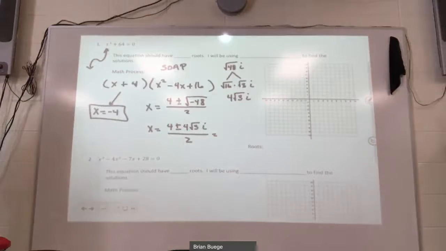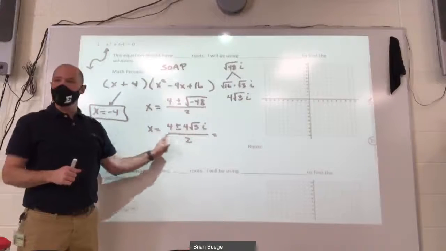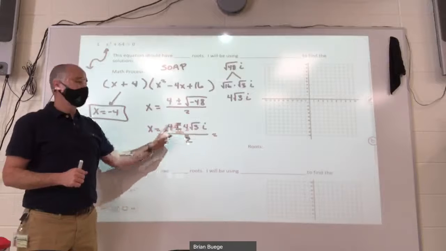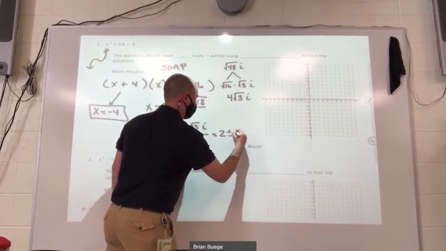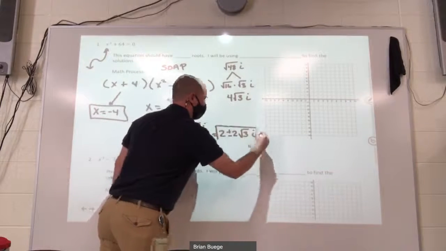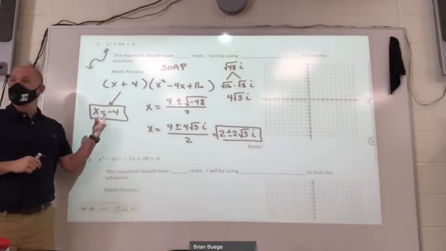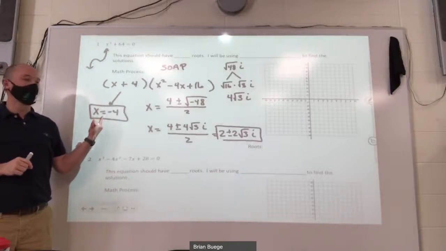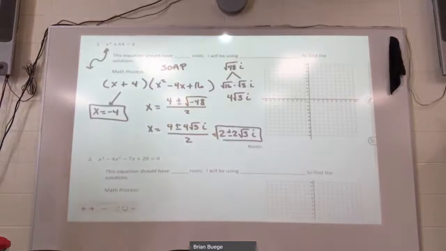And the last step then here to get my final answers, you notice all the stuff that's not under a square root, everything is divisible by 2. So I can divide all 3 of those and reduce. So we end up with 2 plus or minus 2 square root of 3 times i. So we said we had 3 total roots or 3 total zeros. First one was easy. It was x equals negative 4. There's your other 2. They happen to be imaginary.